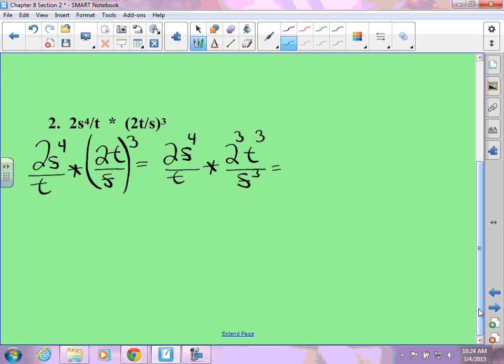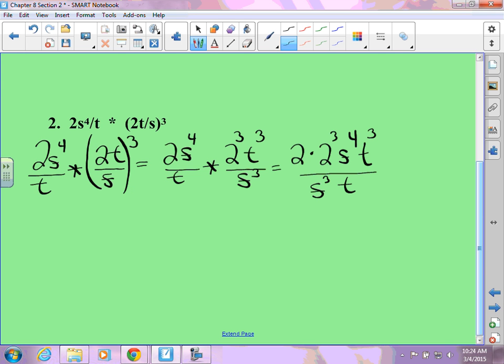The next step is to reorder, all right? And I like my numbers first, and then my letters I like in alphabetical order, all right? So this is going to be 2 times 2 to the 3rd. Notice I have fractions, so I'm bringing my numerators together. S comes before t, so it's s to the 4th t cubed, and that's all over s cubed t. And I'm going to put s first because s comes before t in the alphabet. Questions?